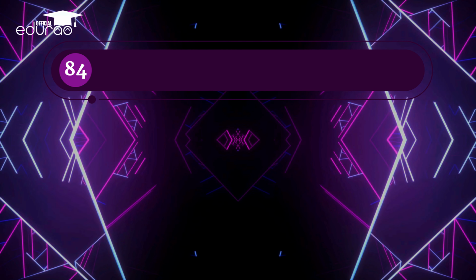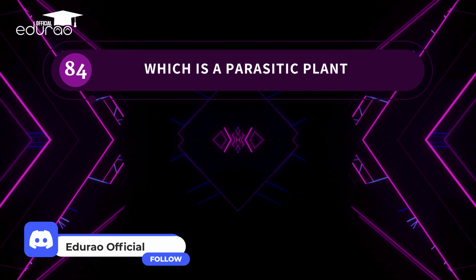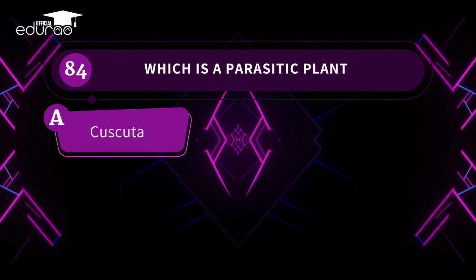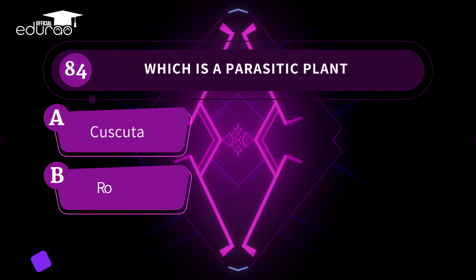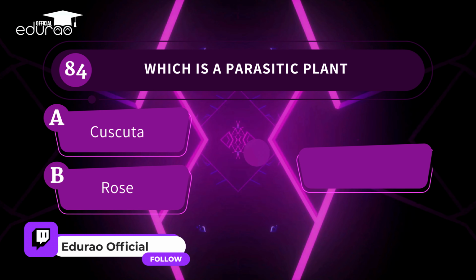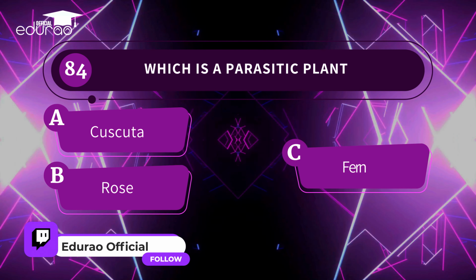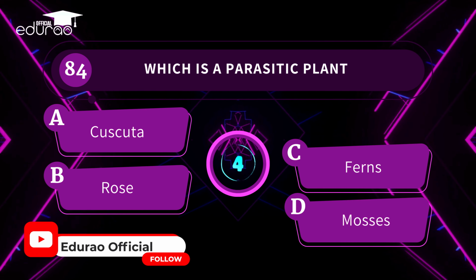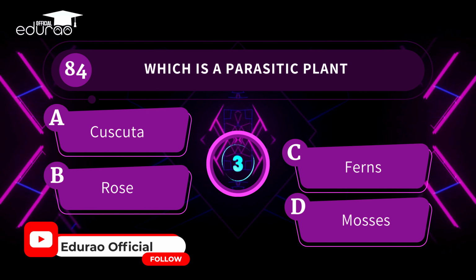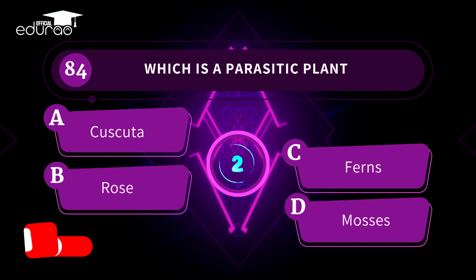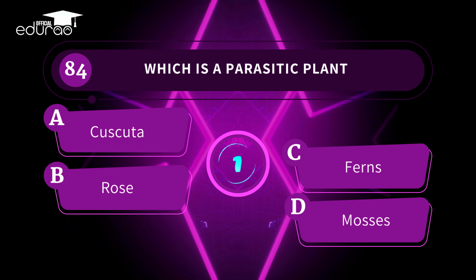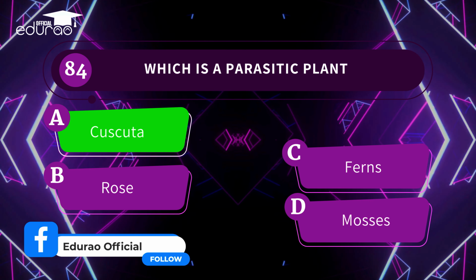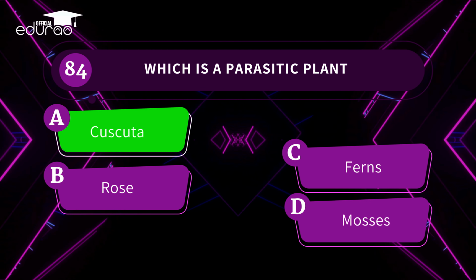Question 84. Which is a parasitic plant? A. Cuscuta. B. Rose. C. Ferns. D. Mosses. You're exactly right. Great observation. Correct answer is Cuscuta.